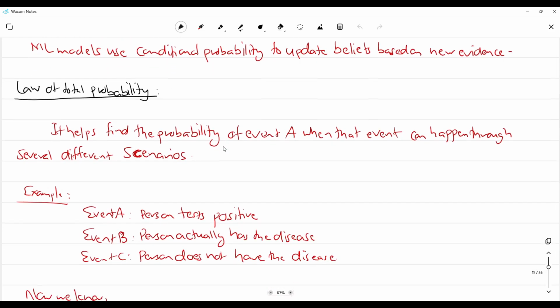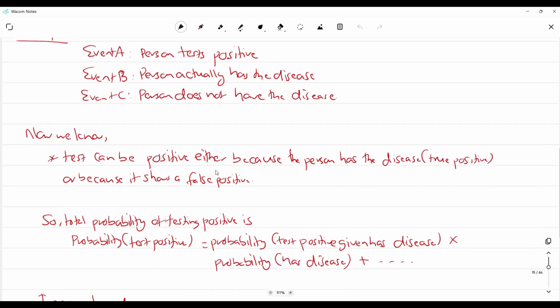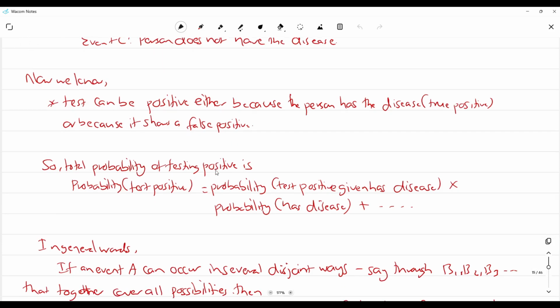Imagine a test that identifies a rare disease. So we'll consider an event A, which indicates that the test is positive. There are two cases. The test is positive because the person actually has the disease, or the test is positive even though the person doesn't have the disease, which is also called a false positive. So the law of total probability combines both of these possibilities, meaning total probability is equal to the probability of a true positive plus the probability of a false positive. We weigh each case by how likely that case is.